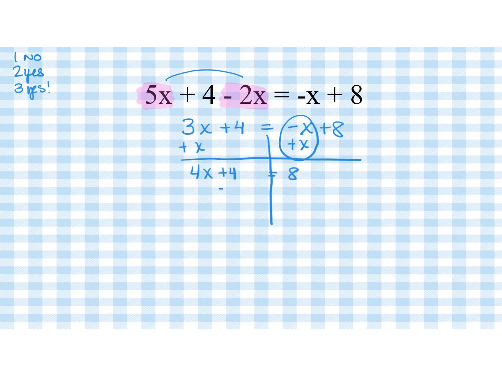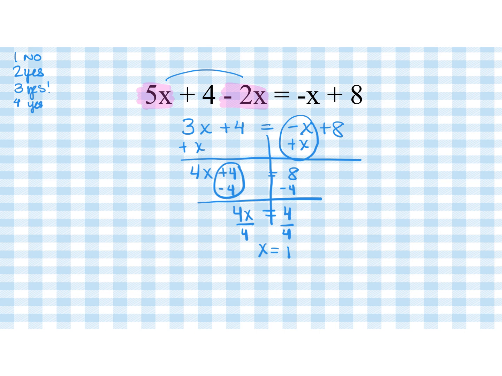Now I need to continue with step number 3. I'm going to subtract 4 from each side. Again, that's my intentional 0. So I have 4x, and that is going to be equal to 4. So I'm done with step 3. I'm on step 4. Yes, I'm going to take care of that. I'm going to divide by making a fraction, 4, the coefficient of x. So x, we believe, is equal to 1.